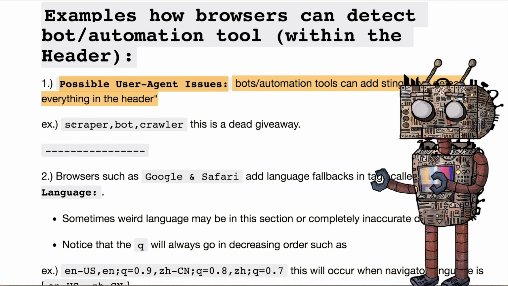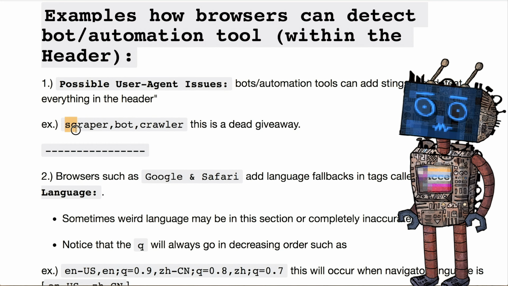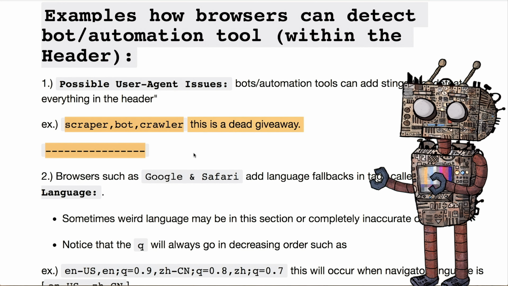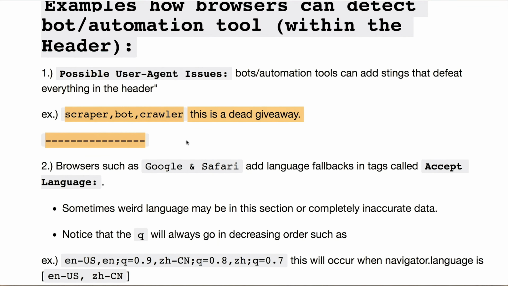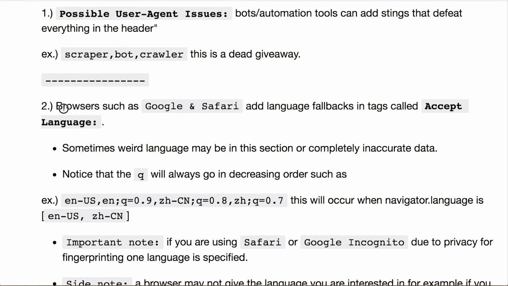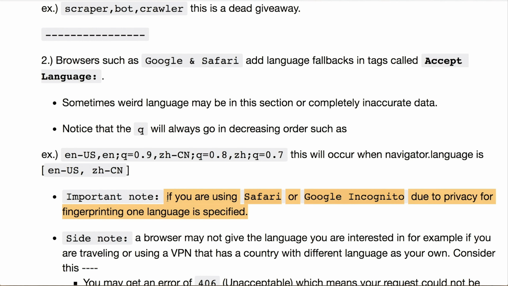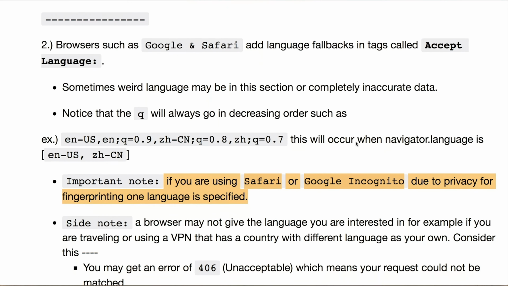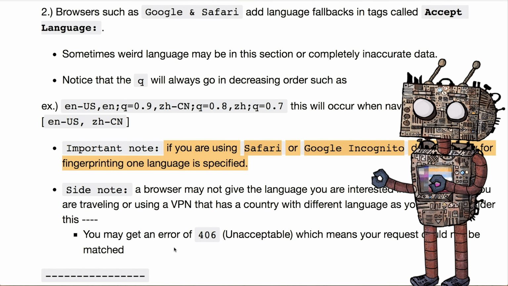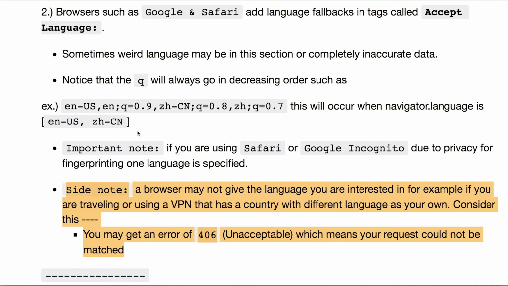I provided 6 examples that you should consider when forming or dealing with headers. Number 1, testing software that we can deploy can directly say that we are a scraper, a bot, or we are crawling. Number 2, Google and Safari use tags that we should consider called accept language. Look at the highlighted portion that I provided so you can get an understanding of what I'm talking about. I would like to mention VPNs, Tor browser, or incognito may show different results, especially for the language parameters. Take that into consideration for your geolocation.